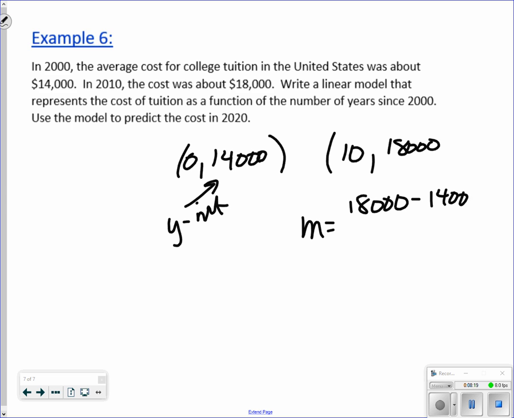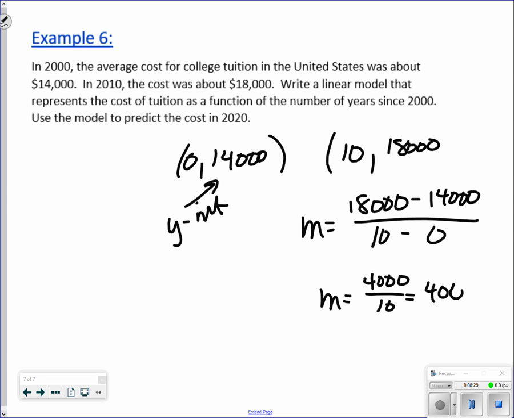18,000 minus 14,000 divided by 10 minus 0. So again, y is on top, x is on the bottom. So 4,000 divided by 10 is 400. So writing my equation, y equals mx plus b.